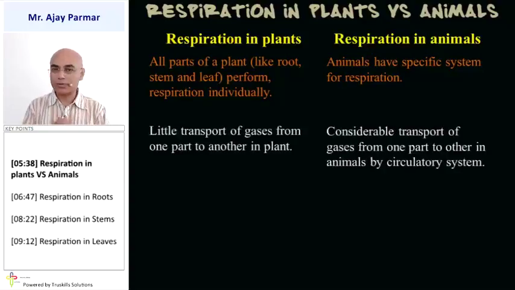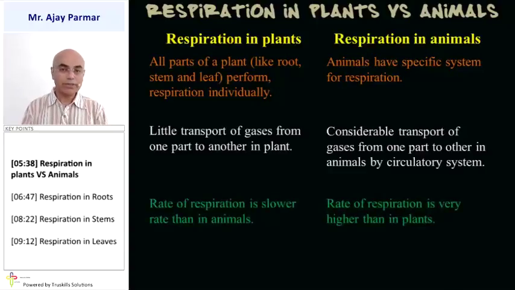In plants, little transport of gases from one part to the other takes place. Whereas in animals, lots of transportation of gases from one part of the body to another remote part by the circulatory system takes place. The rate of respiration in plants is very slow, almost negligible, hardly identifiable. Whereas in animals, one can listen to the breathing sound. So the rate of respiration is very high in animals, because animals require more energy for performing locomotion. Plants do not undergo such locomotion.